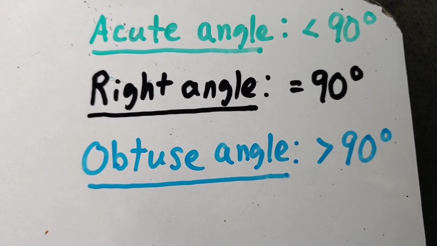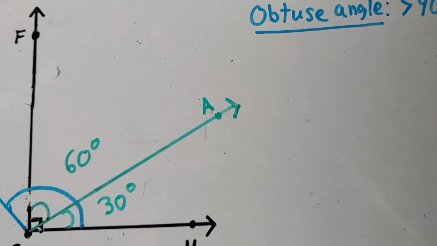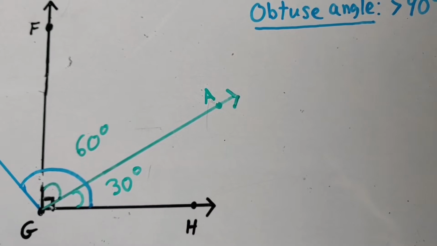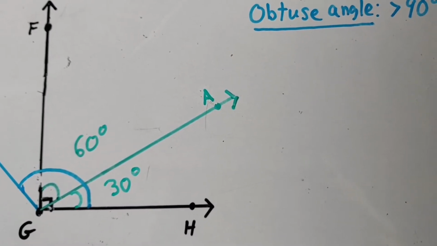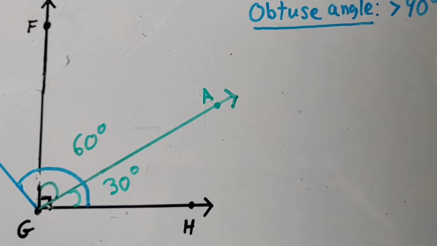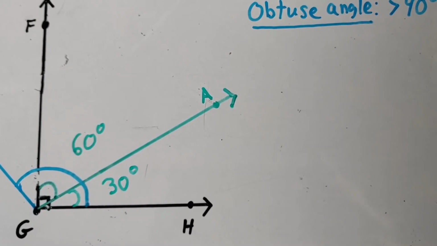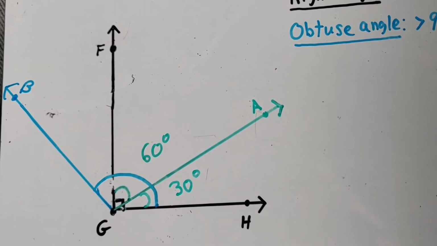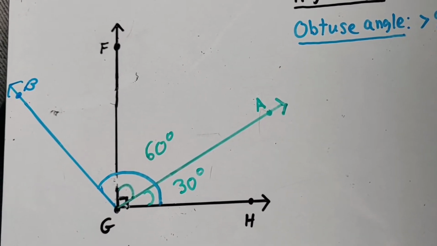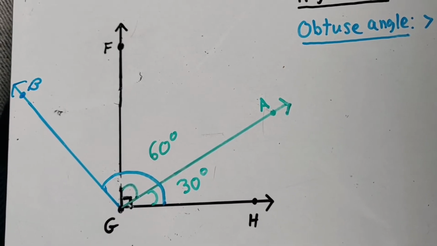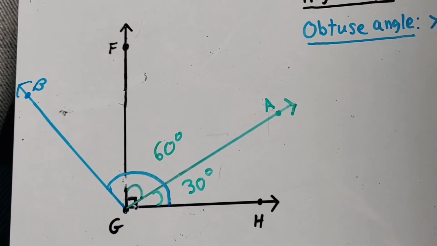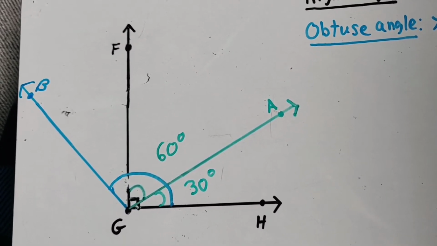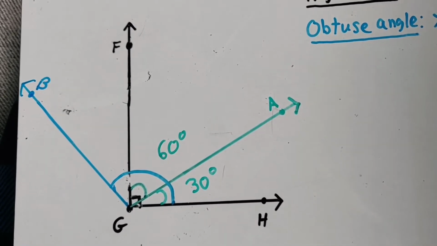So the first thing I want you to do is focus back in on our right angle here. If we look at the black lines at ray GF and ray GH and the angle FGH, that's our right angle that equals 90 degrees. And now notice that I've drawn ray GB, and we're going to want to measure how many degrees angle BGH is. So go ahead and find angle BGH.